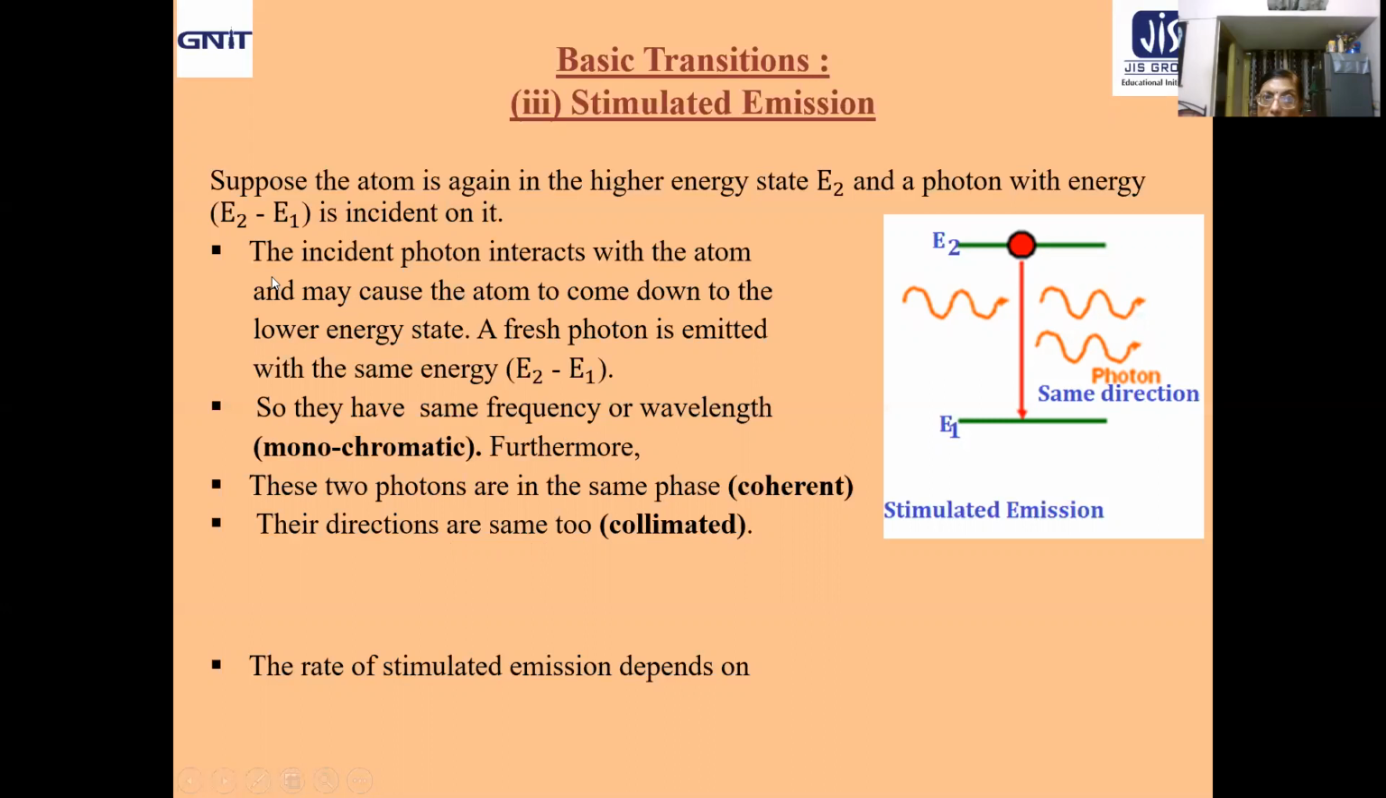I am repeating this part. The atom is in the higher energy state E2, and a photon with energy E2 minus E1 is incident on it. The incident photon interacts with the atom and may cause the atom to come down to the lower energy state with the emission of a second photon of exactly the same energy as that of the injecting photon. That means with the same frequency or wavelength, same phase and same direction. That means the emission of radiation is perfectly monochromatic, coherent as well as collimated.